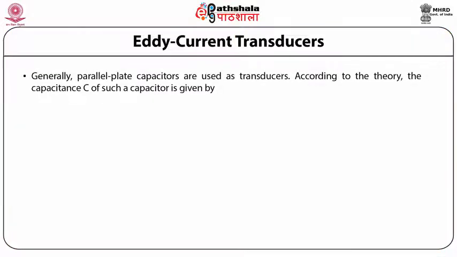Third, it works only on conductive materials with sufficient thickness, and cannot be used for detecting the displacement of a non-conductive material or thin metal foils. Generally, the parallel plate capacitors are used as the transducers.